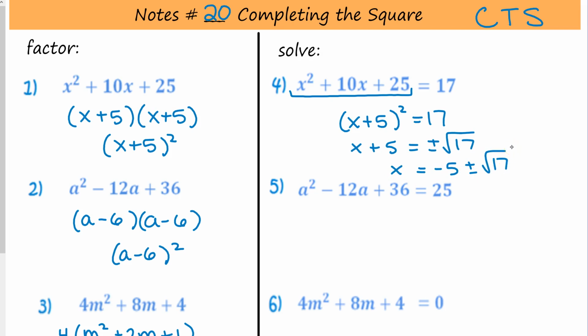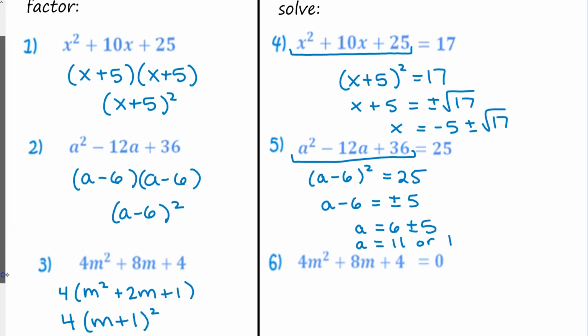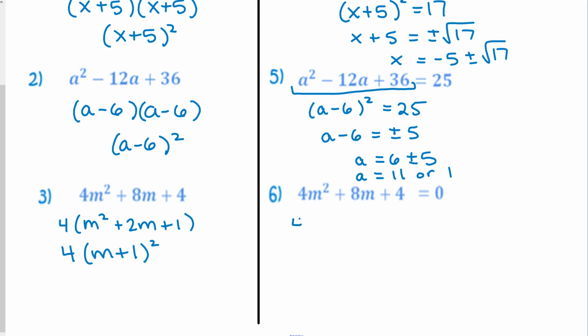Now let's take a look at number 5. So again, we have the same perfect trinomial square that we had in problem number 2. So we know that's going to factor into a minus 6 quantity squared, and that equals 25. So now that we have something squared equals something else, we can square root both sides. The square root of 25 is 5. And we can add 6 to both sides. And we can also simplify this because we know that 6 plus 5 is 11, and 6 minus 5 is 1. And then finally, for number 6, we factor out that 4.